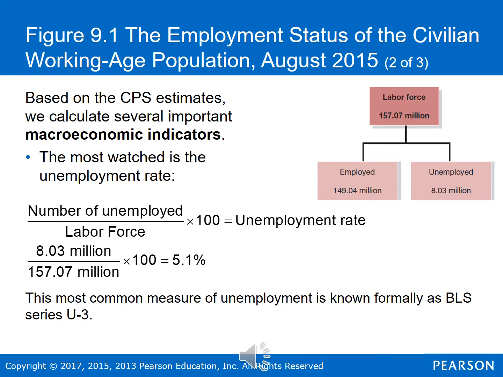The most common measure of the unemployment rate is known formally as the BLS series U3. So there are 6 levels of unemployment from U1 to U6, each one considering more and more people as unemployed. The definition I've given you so far, the number of unemployed divided by the labor force, is the definition of the U3, and that's the only one we're going to work with in this class.